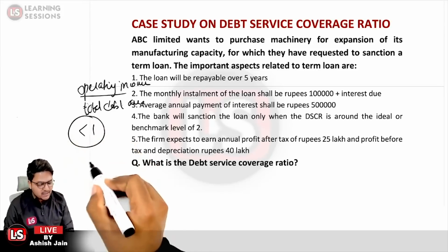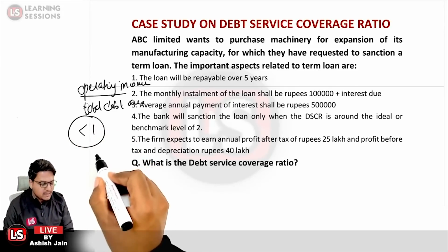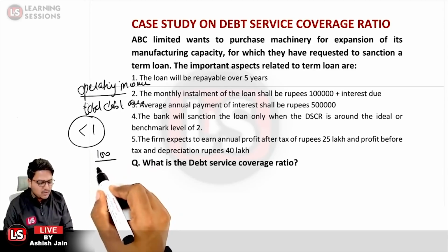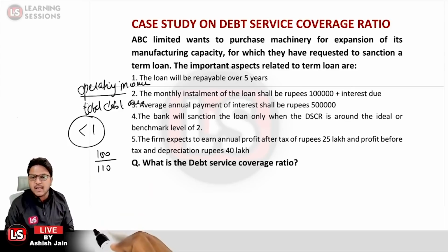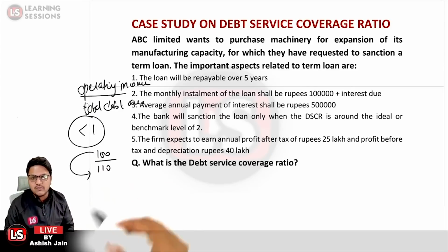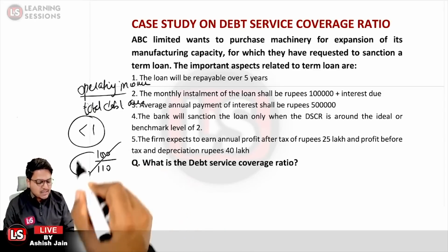Let me give an example: if we are having profits of 100 and we are having installments to pay of rupees 110, what does it indicate? Here we do not have the resources to service our installments. That is the case over there, and that is not acceptable.